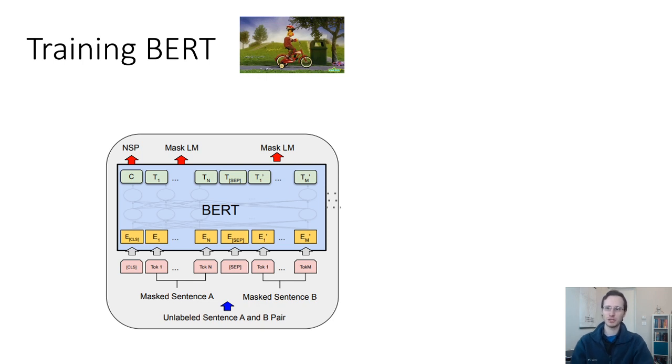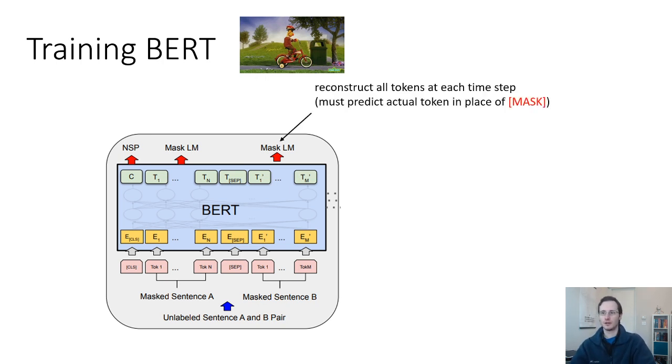Now, to actually truly train BERT, there are a few little changes that need to be made that turn out to make things work a lot better. So we've got our masked language model, which I described before. Here you reconstruct all the tokens at each time step, but the inputs don't always contain the full tokens. They are sometimes replaced with mask, so you basically have to predict the actual token in place of mask. This forces learning context-dependent word-level representations.